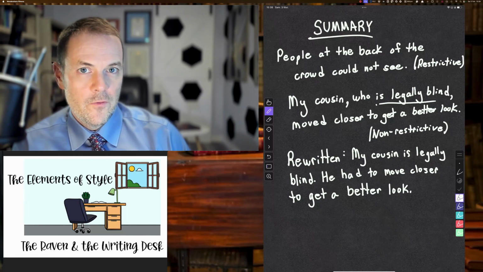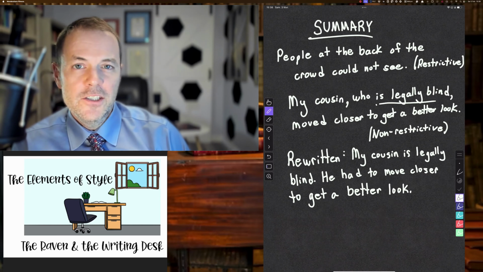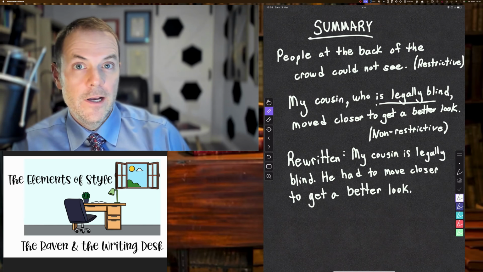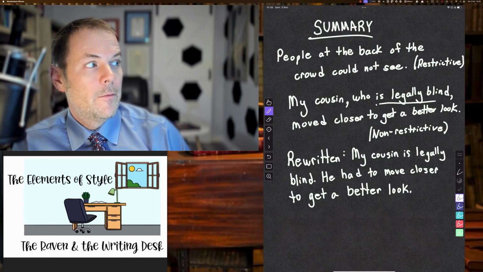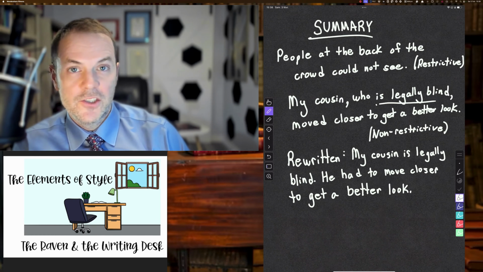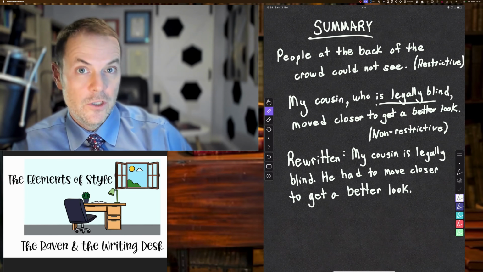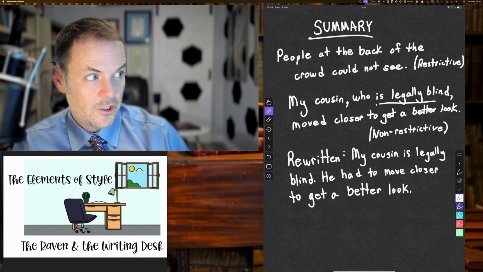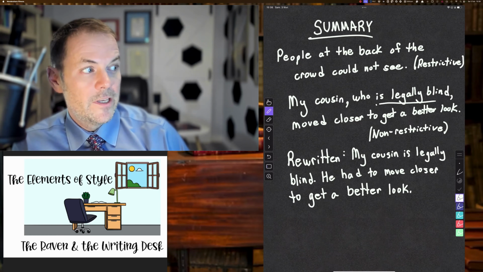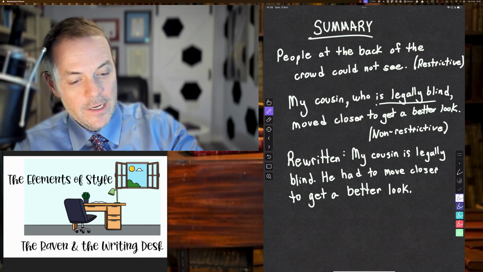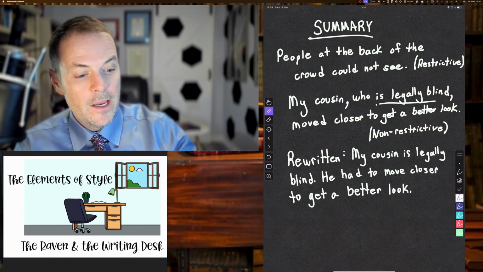Because rule number 3 was our first tricky rule, let's just give it a quick summary. An example of a restrictive clause, and therefore has no parenthetical expression: People at the back of the crowd could not see. An example of a non-restrictive clause, which is also an example of a parenthetical expression: My cousin, who is legally blind, moved closer to get a better look. So "who is legally blind" gets set aside by commas.